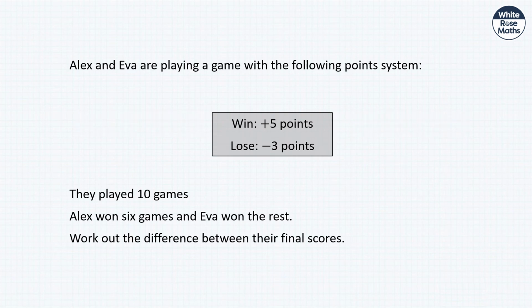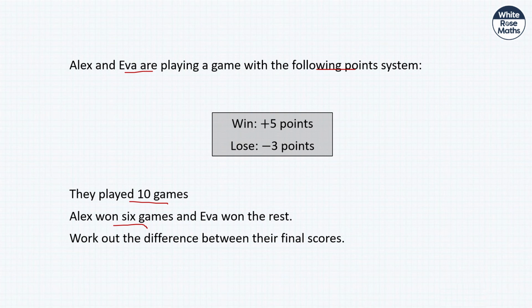Okay, so some wordy questions now, guys. So, Alexa and Eva are playing a game with the following point system. If they win, they get 5 points. If they lose, they lose 3 points. They played 10 games. Alex won 6 games and Eva won the rest. Work out the difference between their final scores.